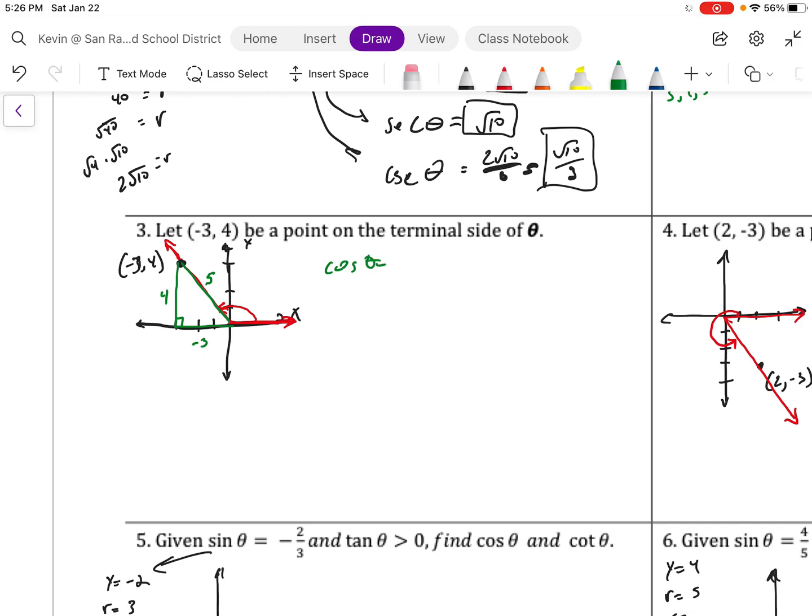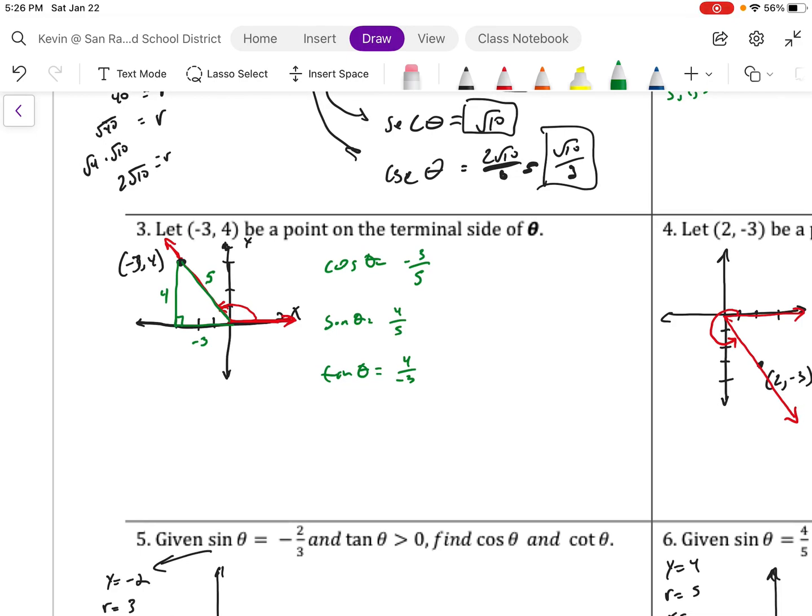So we can do our cosine theta is adjacent, negative 3, over hypotenuse, which is 5. Sine theta is opposite side 4 over our hypotenuse 5. Tangent theta is opposite 4 over our adjacent negative 3. Yes, I put the negative 3 down there, but that's the same as negative 4/3. Don't get caught up on where the negative is, except for when we look at some problems here in a bit.